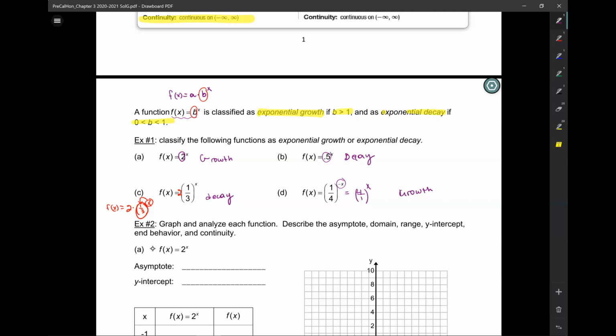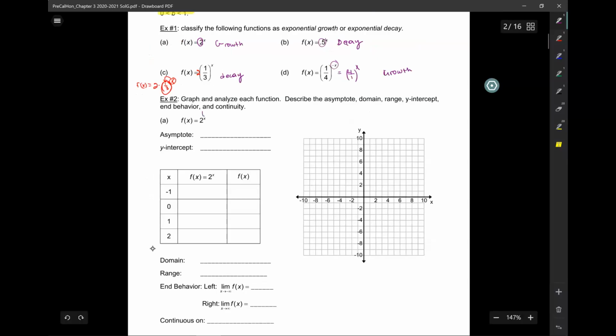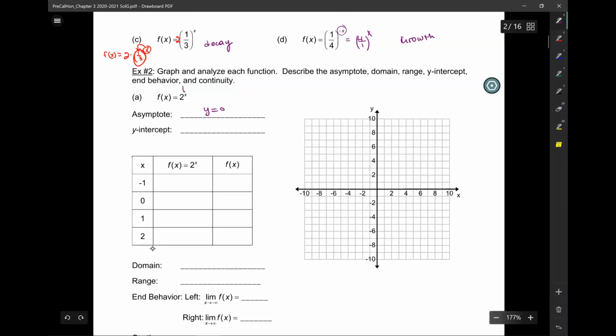All right, let's do some graphing. We're going to graph a very basic 2 to the x. Let's start with the asymptote. The default asymptote for these, if there is no vertical shift, is y equals 0. That's the horizontal asymptote. All right, the y-intercept, I want us here to get used to the notation for function notation. So we're going to say f of 0 is 2 to the 0. You plug in 0 for x. That's 1. So the y-intercept is f of 0 is equal to 1.